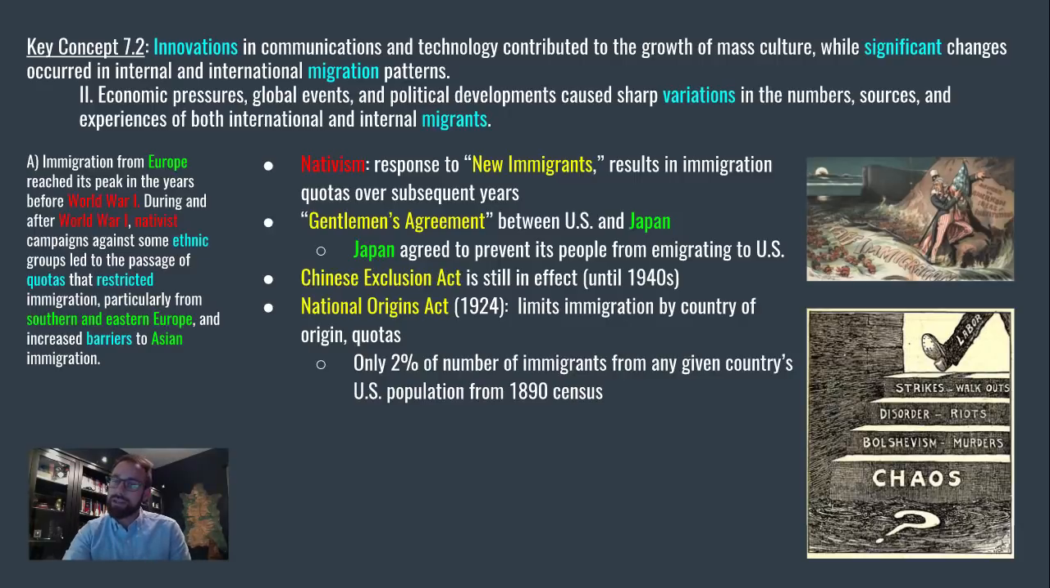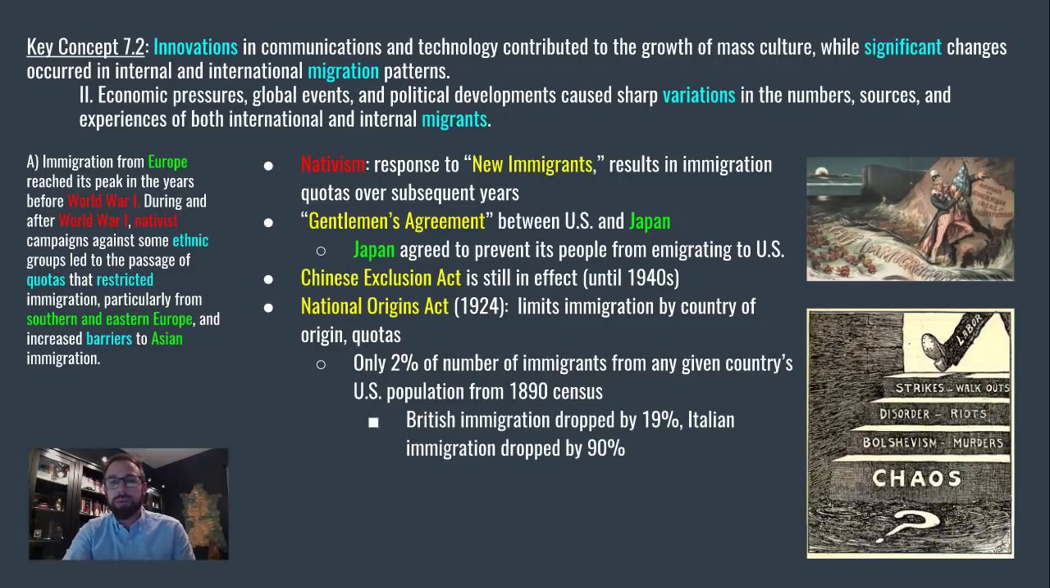But what this meant was that it disproportionately affected different populations. If you were from an immigrant group that was commonly coming over before 1890, you weren't heavily affected. But if you were from an immigrant population that started coming over in larger numbers after 1890, you were disproportionately affected. An example: British immigration dropped only by 19% due to this act, while Italian immigration dropped by 90% because Italians were a group that weren't coming over a lot until the late 1800s, early 1900s.